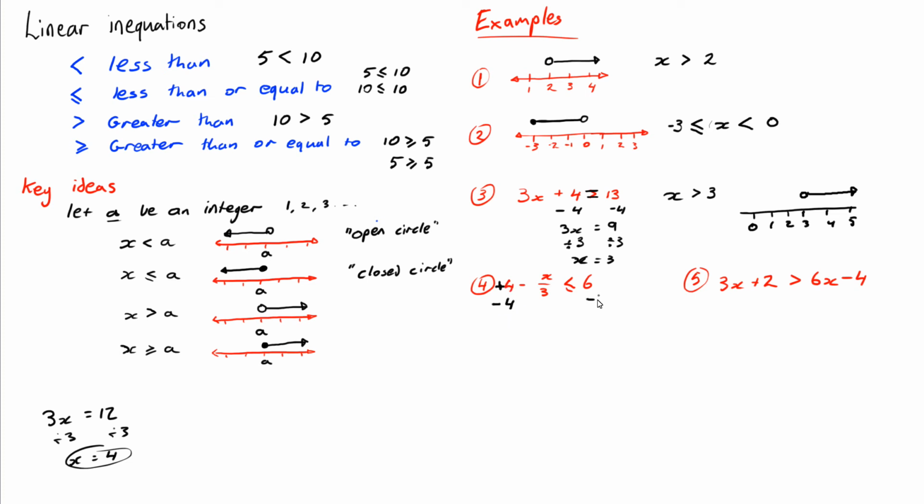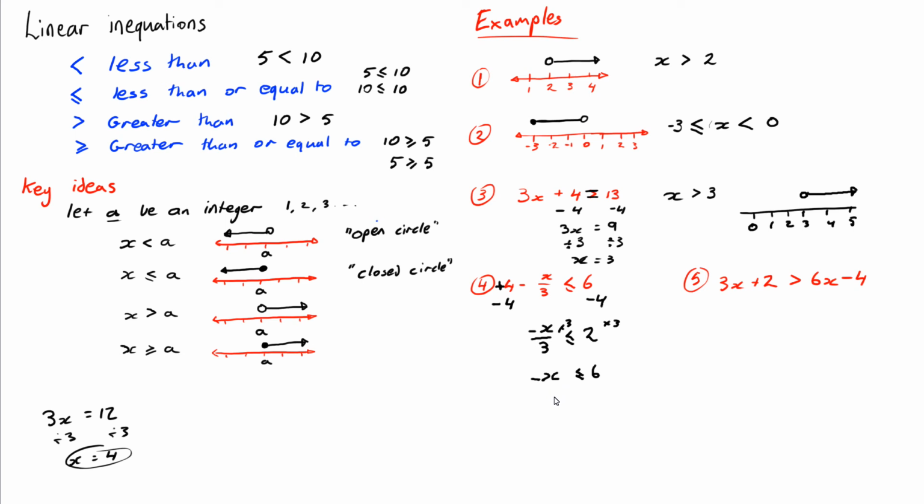So that's probably the first thing I'm going to do, is do the opposite to backtrack. So minus 4 on both sides: minus x on 3 less than or equal to 6 minus 4, we get 2. So that's fine. This fraction divided by 3, I'm going to times it by 3. So minus x less than or equal to 6.